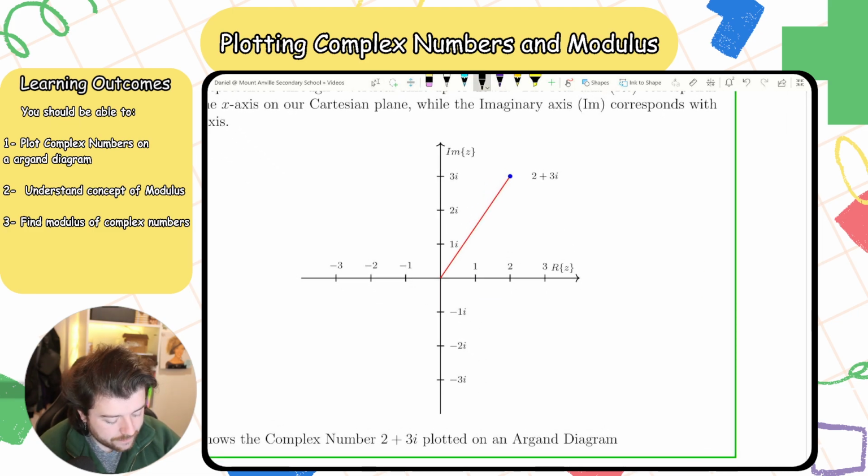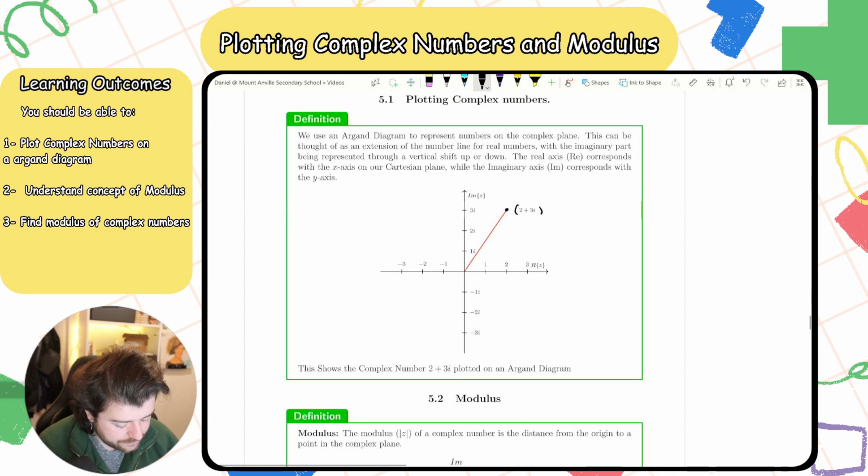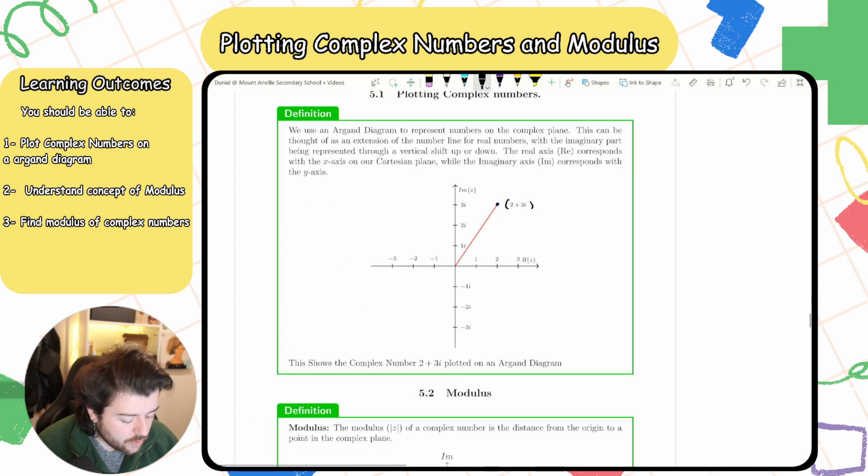So if we look here, I've just plotted the complex number 2 plus 3i. We've got a 2 on my real axis, that's my real part. Go up to 3i, because that is my imaginary part. So 2 plus 3i, there it is. Plot it there. So that leads me into the modulus.